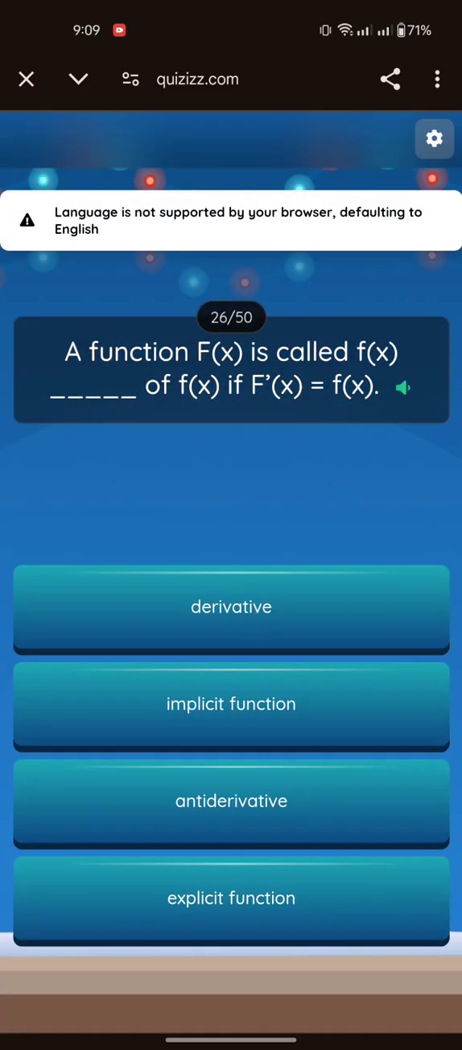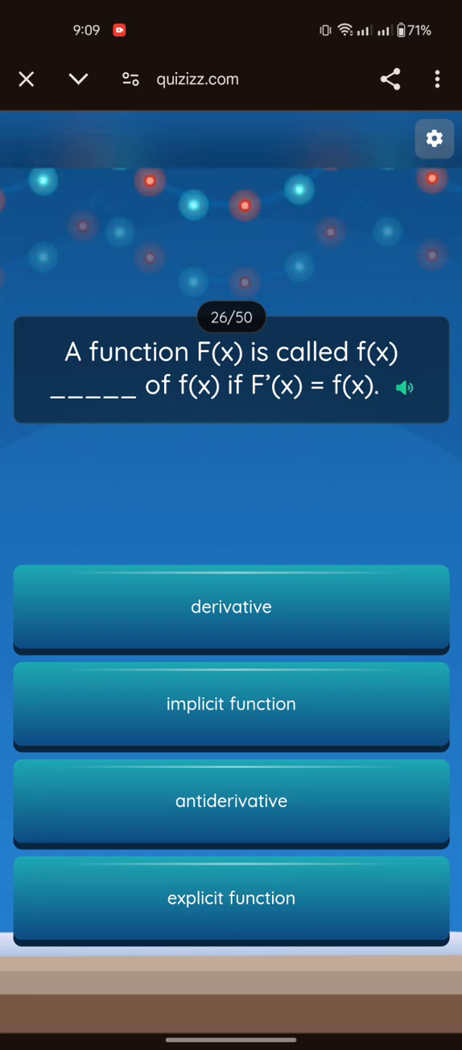Question. A function F(x) is called blank of f(x) if F'(x) equals f(x). Option 1, derivative. Option 2, implicit function. Option 3, antiderivative. Option 4, explicit function.